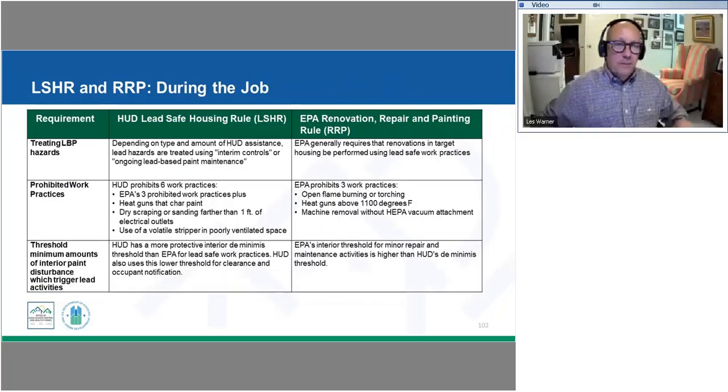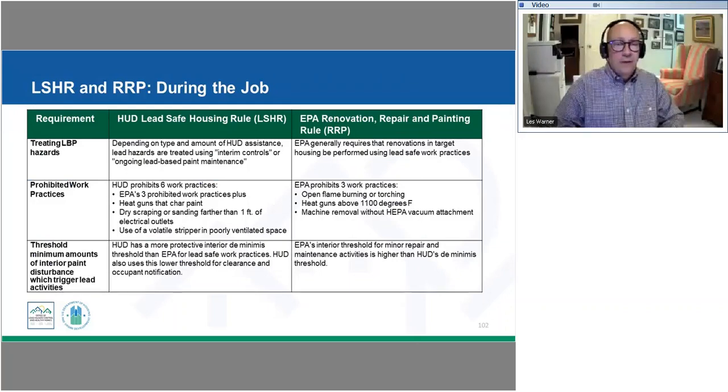We mentioned a little bit about treatment, and I just want to point out that the EPA is essentially saying that the renovation just has to follow lead-safe work practices. That means trying to minimize the contamination that's created, and then cleaning the work area when they've completed their work. As we've been looking at, the lead-safe housing rule has very specific rules depending on the type of HUD assistance and the level of assistance. We're going to be required to do interim controls or abatement.